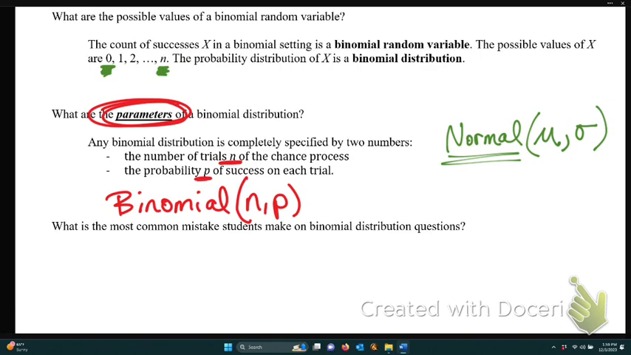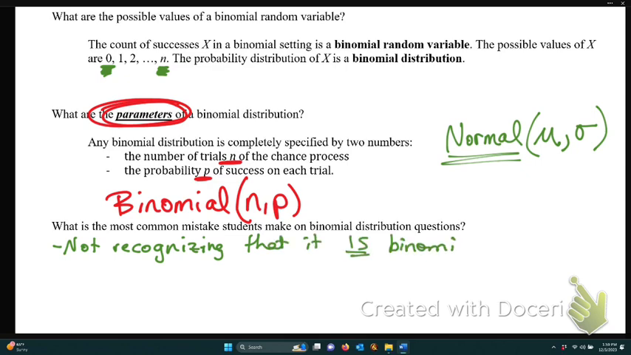What do you guys think is the most common mistake that students are going to make on a binomial question? Mixing up the binomial and the normal. Basically not recognizing that it's binomial. So I'm going to give you guys a little tip.